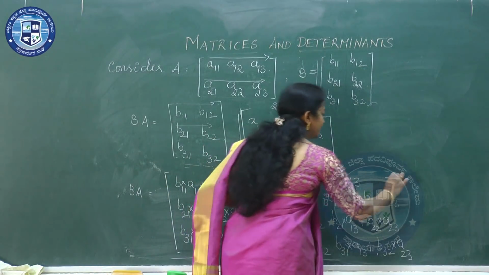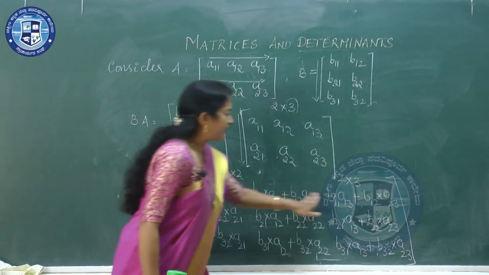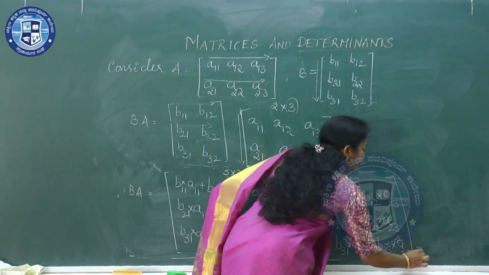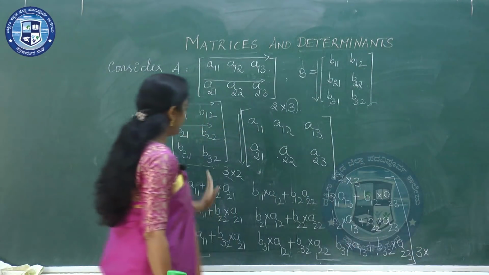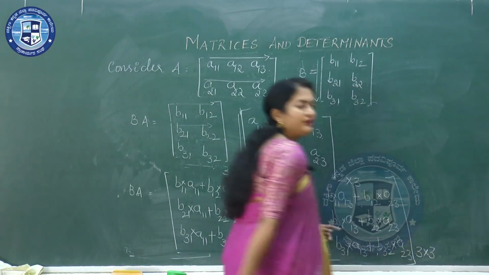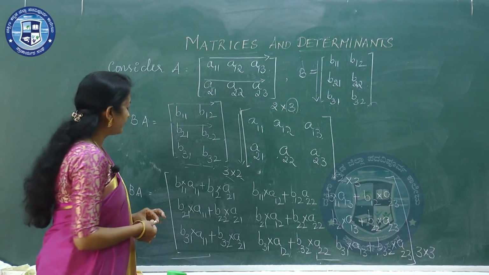Now this product is done. Now how many rows are there? 1, 2, 3. How many columns are there? 1, 2, 3. So the order of this matrix is 3 by 3.